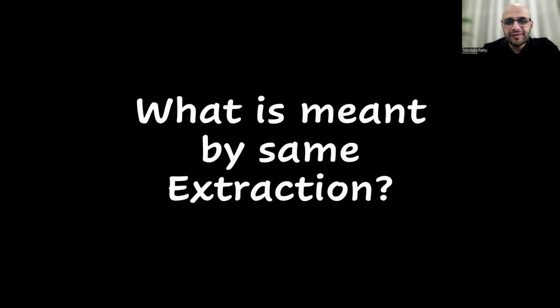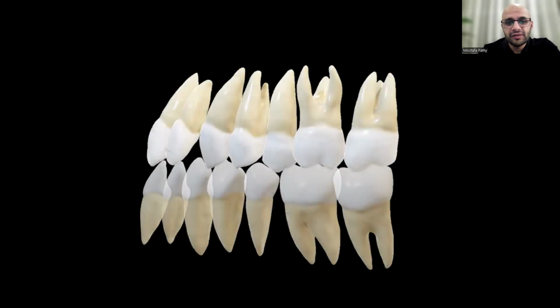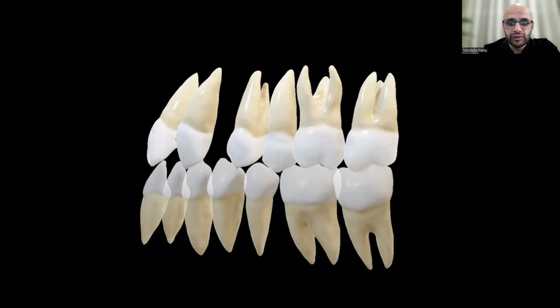So what is meant by same extraction? Does this mean that you should extract upper 4, lower 4, upper 5, lower 5? No, it means that you can extract one unit in the upper arch and one unit in the lower arch. You can extract, for example, upper lateral and lower 4. In this case, you will change your canine relationship into your canine into lateral and your premolar into canine. And in the lower arch, you will extract the lower 4.